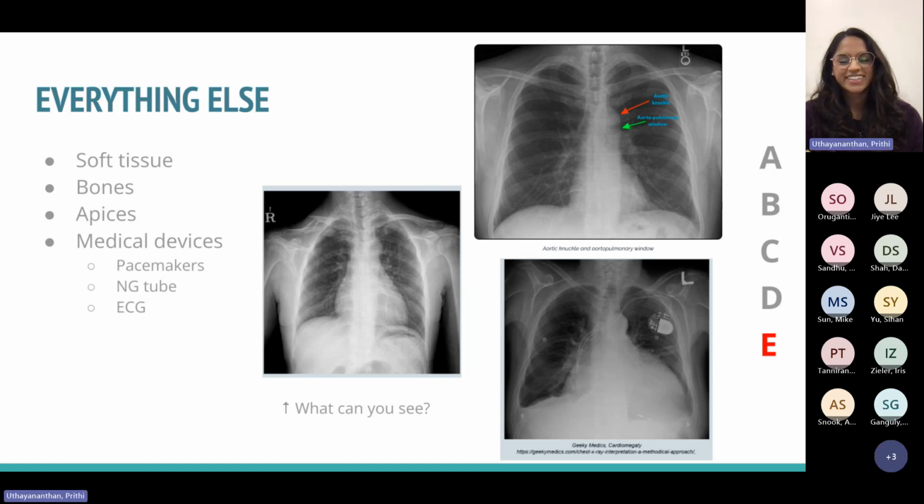Can anyone see something in this X-ray that comes under the everything else criteria? Does anyone want to venture out and try and figure it out? Oh yeah, we'll just check the chat as well.